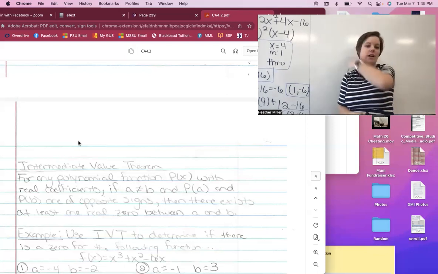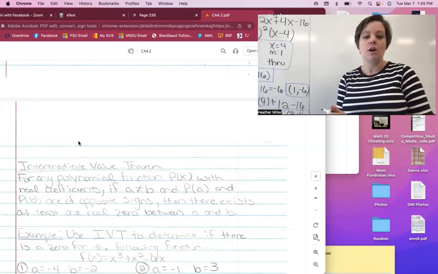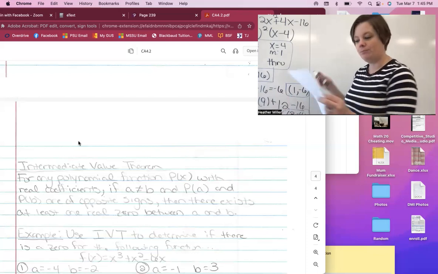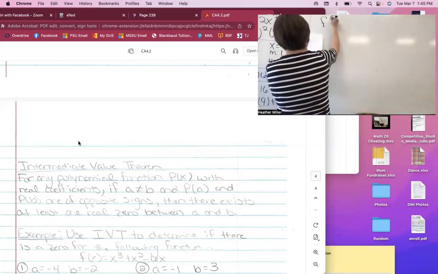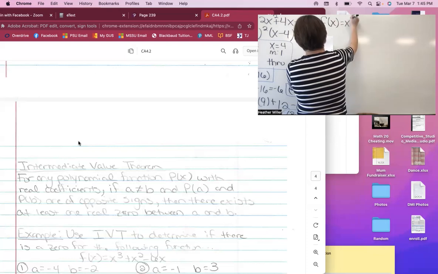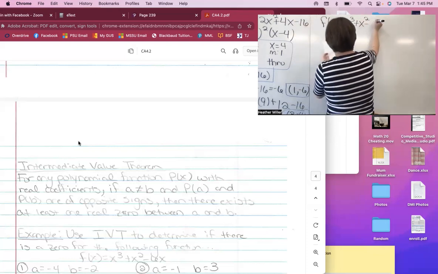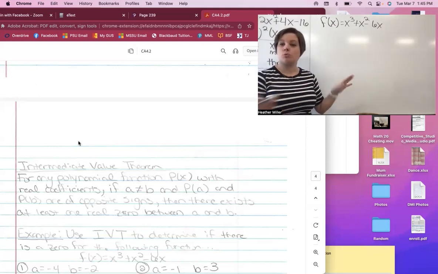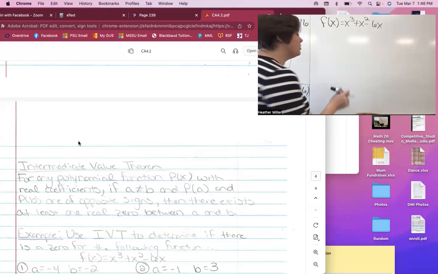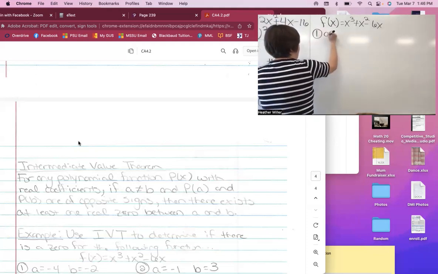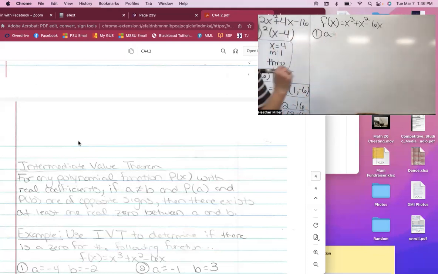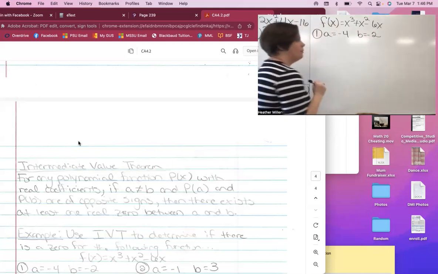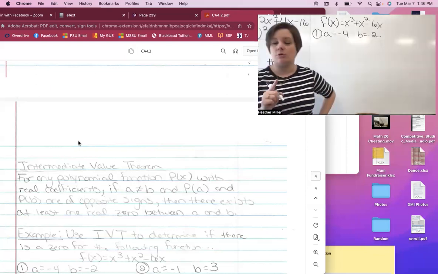It says use the intermediate value theorem to determine if there is a zero for the following function. And then it gives you an a value and a b value. So our function is f of x equals x to the third plus x squared minus 6x. Now here's the nice thing. We don't have to solve this. We don't have to graph this. We don't have to do anything. What we're going to do is look at a equals -4 and b equals -2.